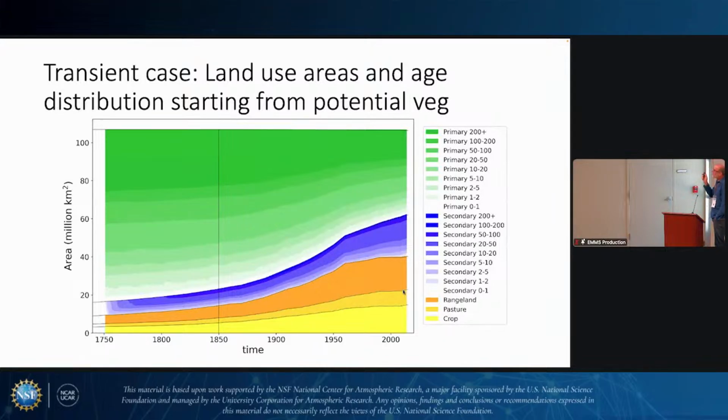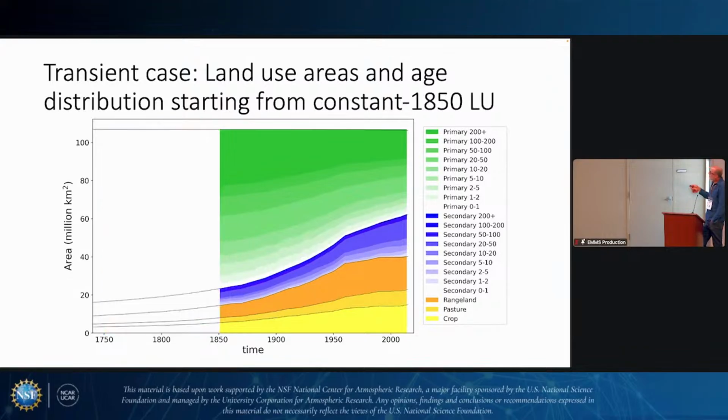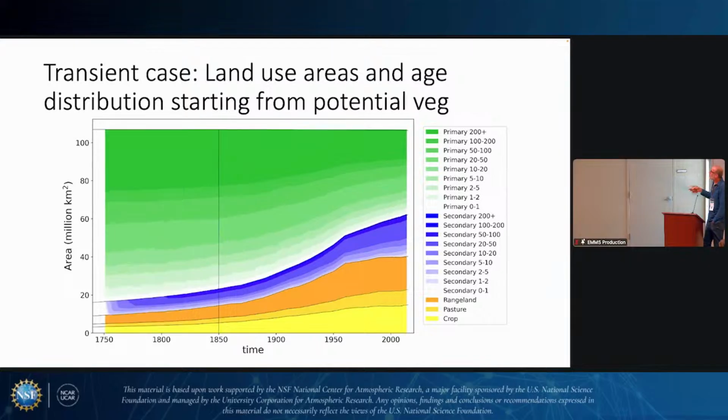Okay, so then what happens when you run this in the transient case? This is a figure that I'm happy to have been able to make. What this is showing is the total area of the planet in different land use categories over time, and on top of that, the age distribution for primary and secondary lands over time. The black lines come from the forcing data sets. Unfortunately, I've chosen colors where the crop and pasture and this other category look the same in the original version of the figure.